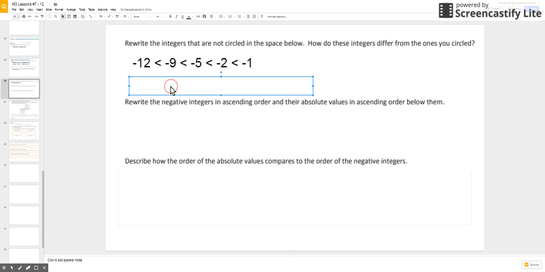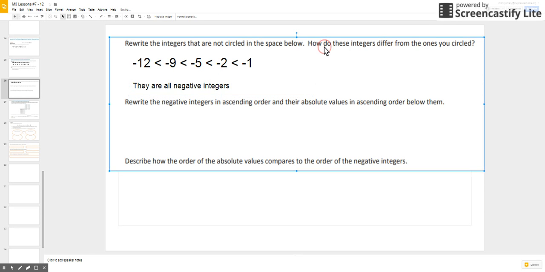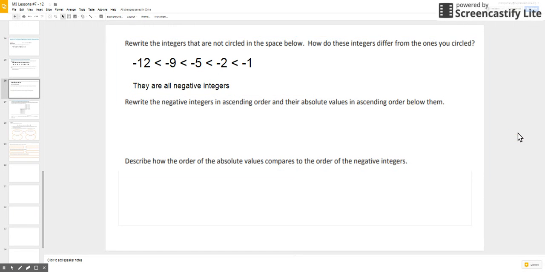Well, how are they different from the ones that are circled? Well, these ones are different because they are all negatives. These are all negative numbers. The ones that were circled were all positive, with the exception of 0. So that's what we should notice. We should notice that the ones that are not circled, that do not have the same absolute value, are all negative.